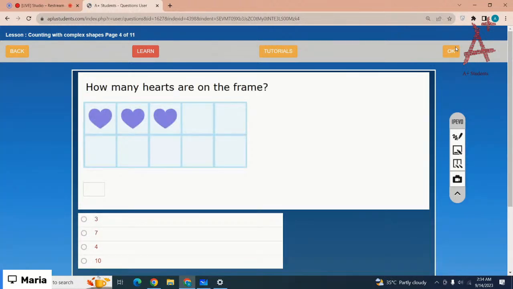How many hearts are on the frame? So which is the correct option? Yes, there are only 3 hearts. The correct option is 3.